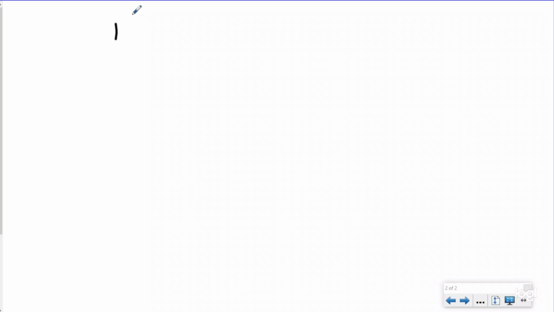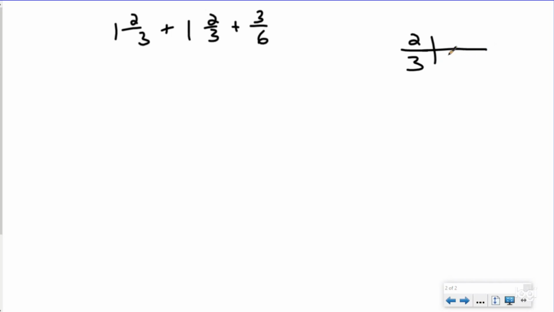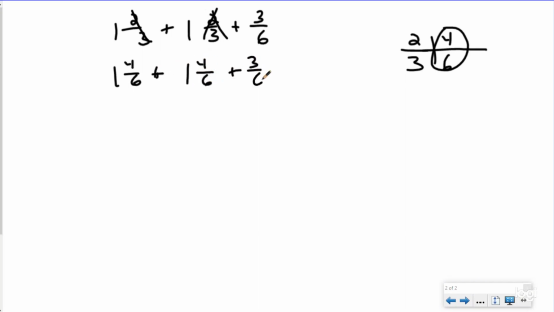So here I have 1 2/3, plus 1 2/3 plus 3/6. Couple different ways to do this. I'm going to go ahead and just find my common denominators right off the bat. Some people might have added the mixed numbers together first. You can do that. That's totally acceptable. So here, this became 1 4/6, right? 2/3 again became 4/6. So plus another 1 4/6 plus 3/6.